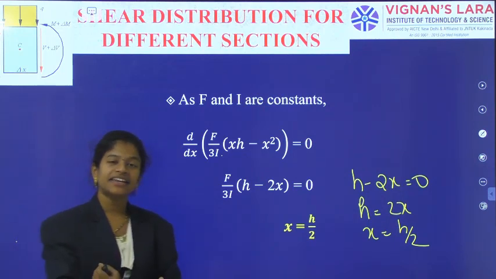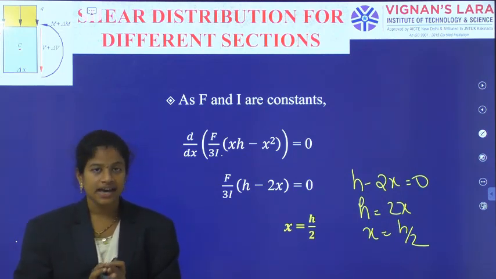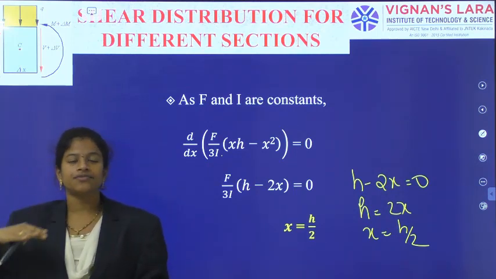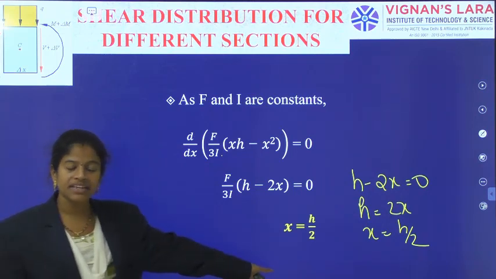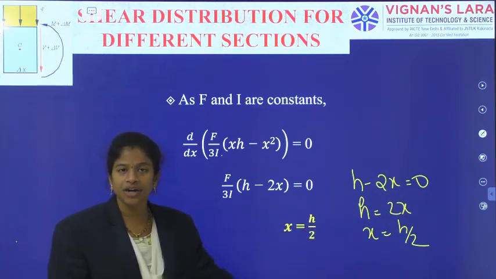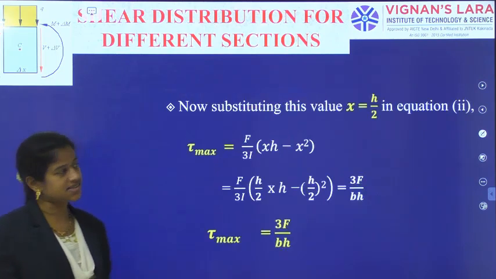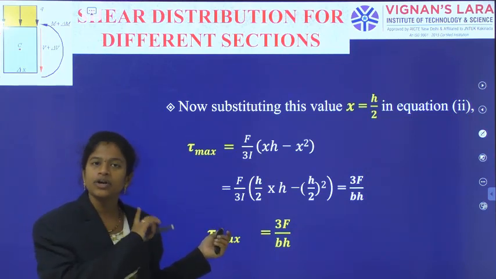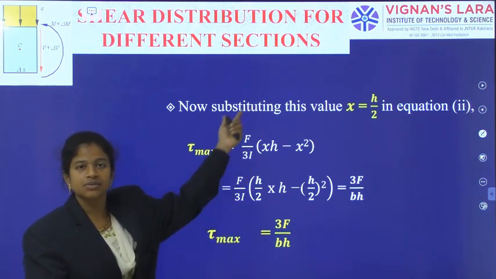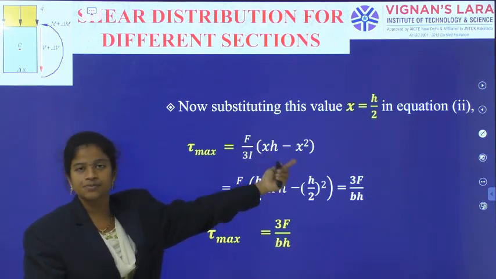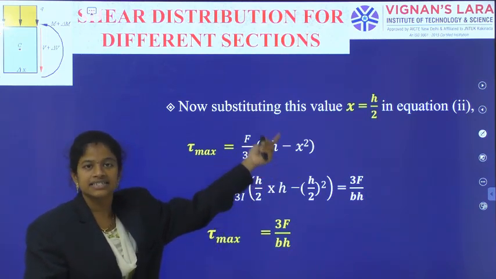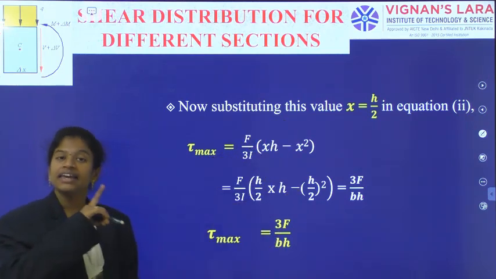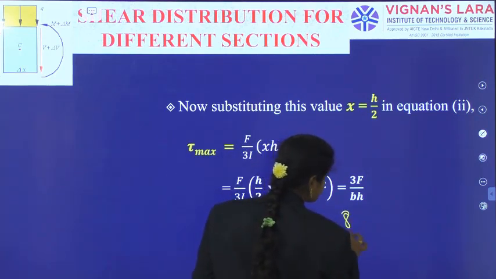Now, what is it explaining? The maximum shear stress is occurring at h by 2 from the top, not at 2h by 3 from the top. 2h by 3 is the neutral axis location. But here the maximum stress is at some other point which is h by 2. Now, at this level I am calculating the shear stress. So, substituting x is equal to h by 2, tau maximum, whereas before it was tau at the neutral axis level. This tau maximum is equal to, substituting in equation 2, f by 3i (hx minus x square). So substituting x as h by 2, we have got the answer as 3f by bh. There it was 8 by 3 f by bh.